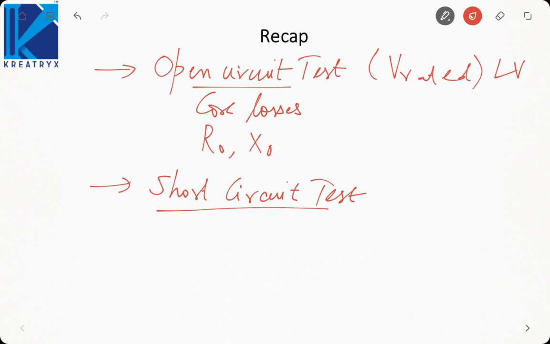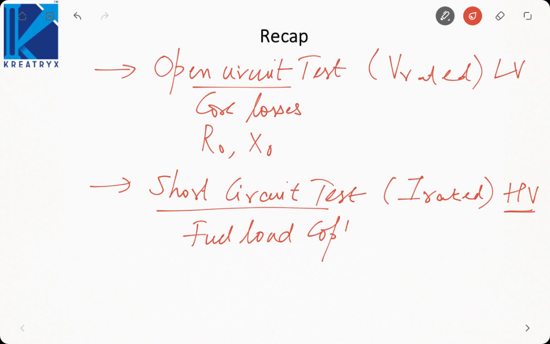In the short circuit test, it was conducted at the rated current. Since the high voltage side has less rated current, it was conducted on the high voltage side, with the low voltage side being short circuited. It was used to determine full load copper loss, and we determined the series parameters of the equivalent circuit, which are R01 and X01. So this was what we covered in the last lecture.